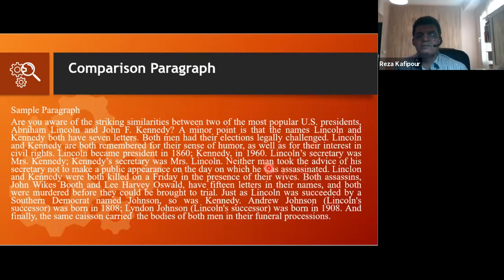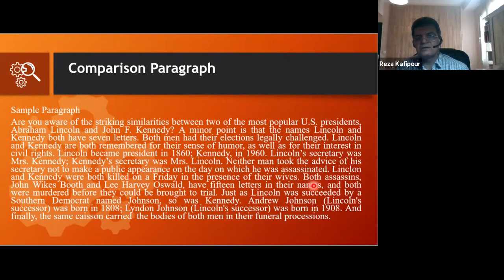So it showed that we are comparing both persons based on this idea that they didn't pay attention to the advice of their secretary regarding not going to a public place or not appearing publicly. So next one: Lincoln and Kennedy were both killed. Again, using and both, the structure and both to show similarity. Were both killed on a Friday in the presence of their wives.